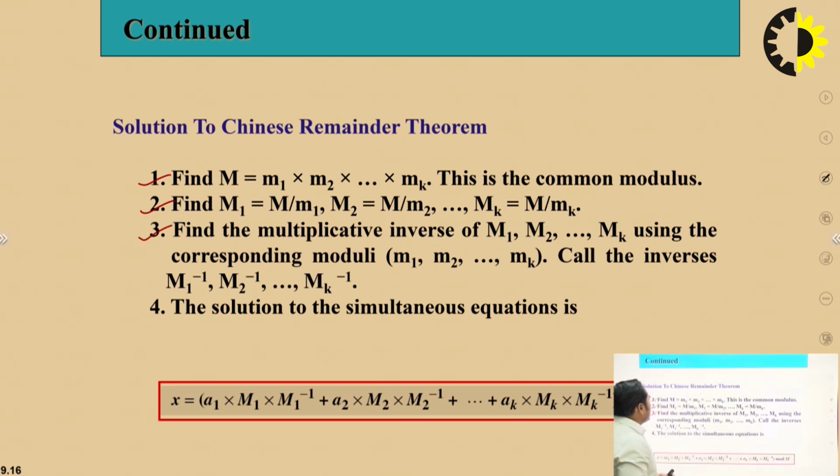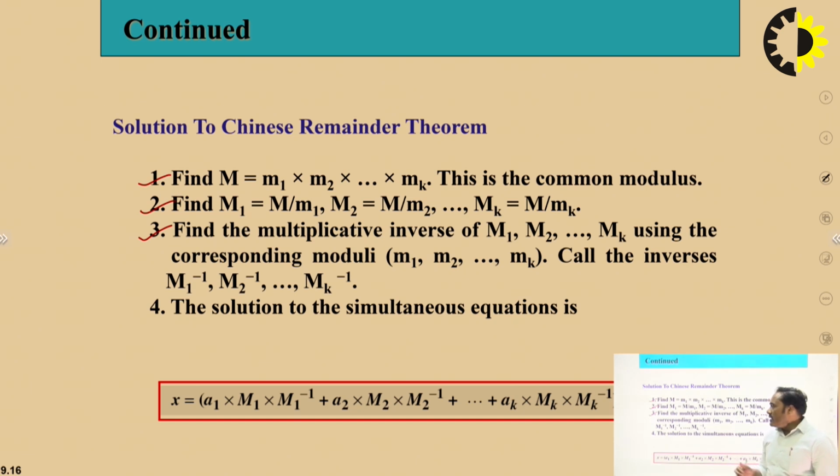In the third point, you are going to find the multiplicative inverse of M1, M2 and Mk, and it is very important. So you solve for the inverses of M1, M2, up to Mk using the corresponding moduli m1, m2, up to mk. With their help, you can calculate the value of M1 inverse, M2 inverse, and up to Mk inverse.